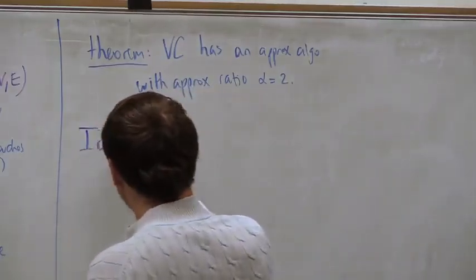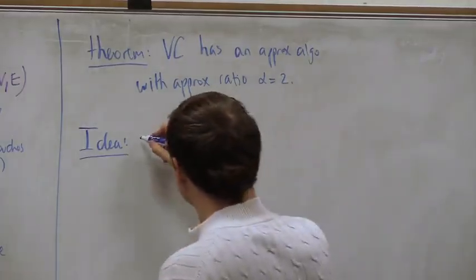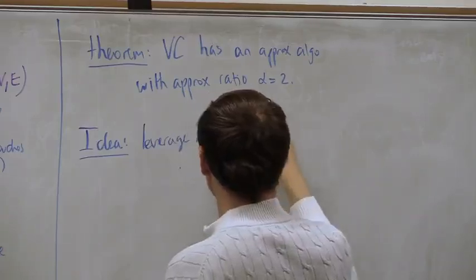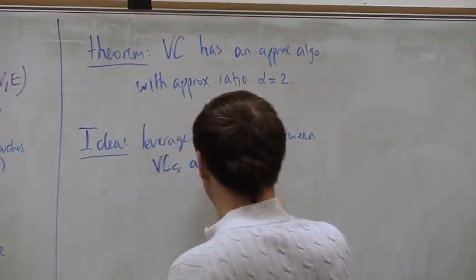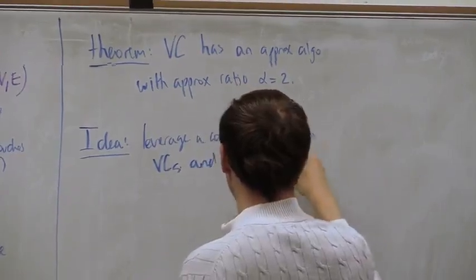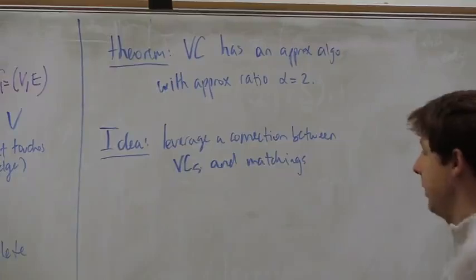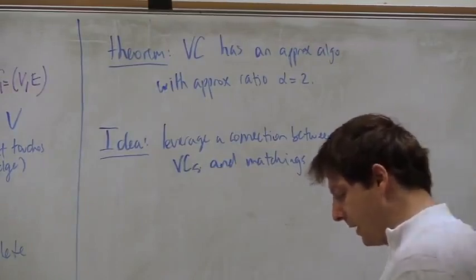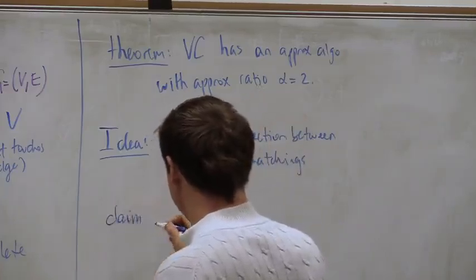So the idea of the proof is we're going to connect vertex cover to matchings. We're going to leverage the connection between vertex covers and matchings. And then the algorithm will basically look for a matching with a certain property, and then out of that it will cook up a vertex cover that by construction cannot be too far away. So there are two basic claims. Let's look at the first one.